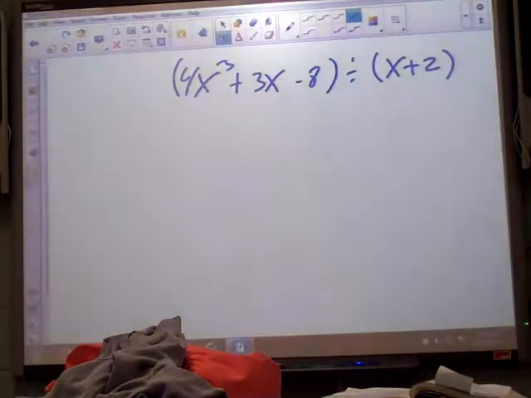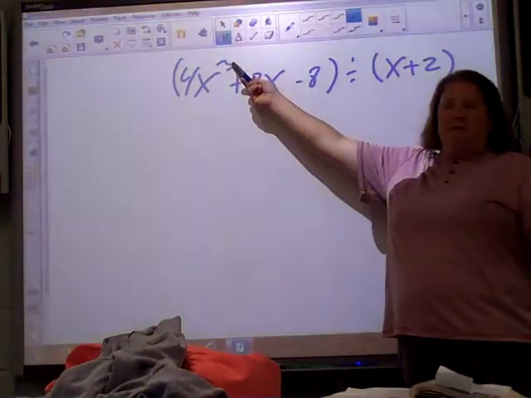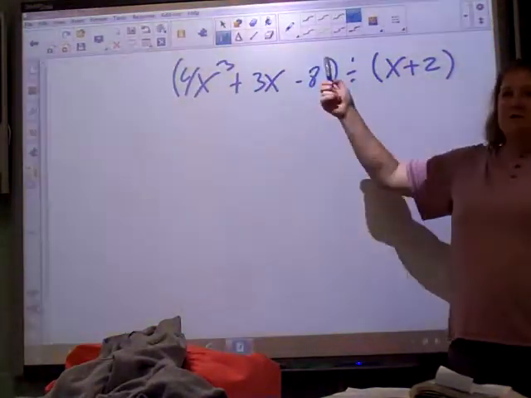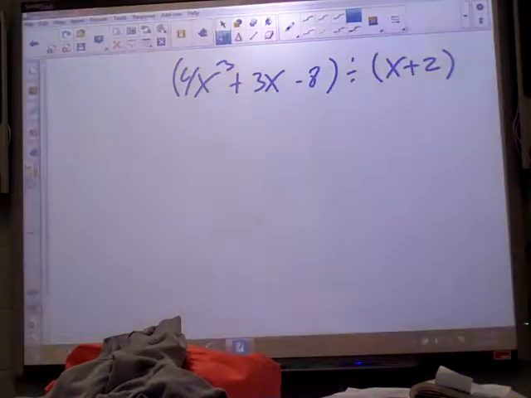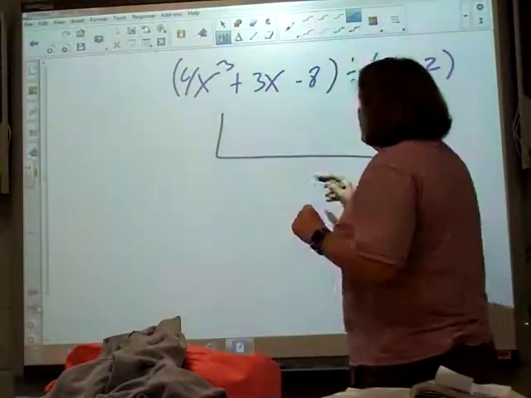Alright, I got 4x cubed plus 3x minus 8 divided by x plus 2. Reason I chose this one for us is because there needs to be a 0 added. The degree of this trinomial is 3, so that means I got to have a 3, 2, 1, and constant. It does not have a squared. So regardless of which method you choose, synthetic or long division, you're going to have to add a 0 in that squared spot. Okay? Alright, so Caitlin, do you want to do this one using long division or synthetic division? Synthetic. Okay, and that'll work because this is a 1x to the first power. So she chose synthetic. That's the way we're doing it.